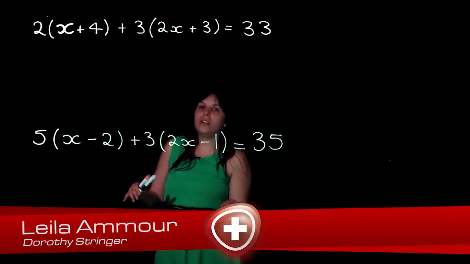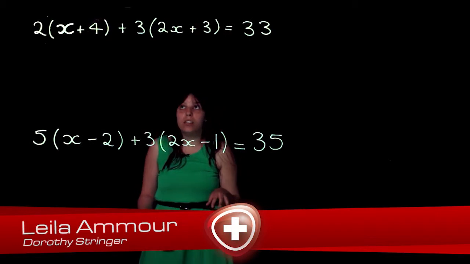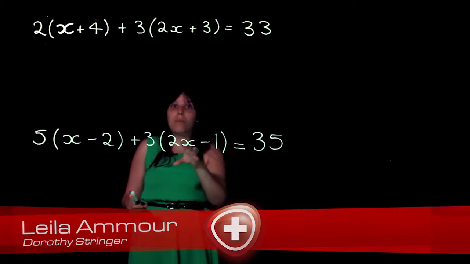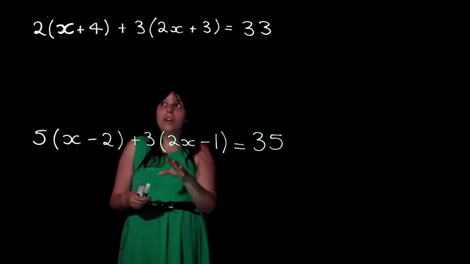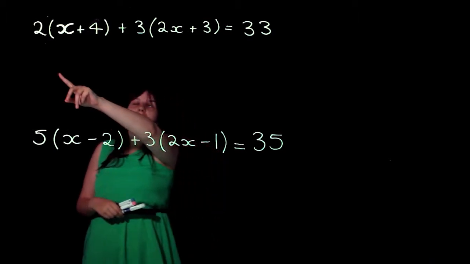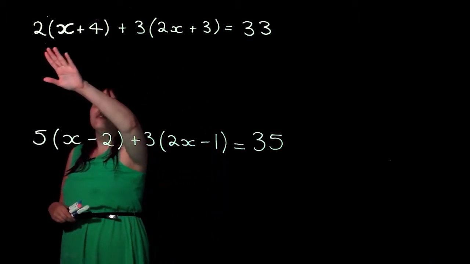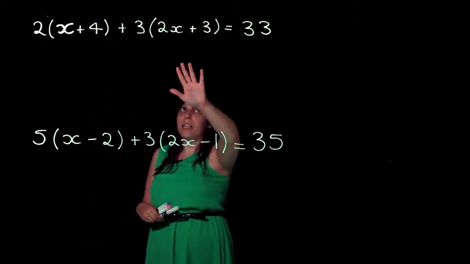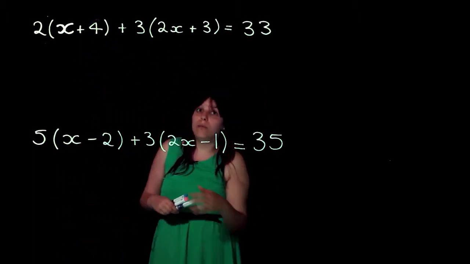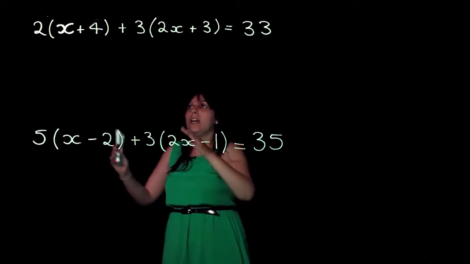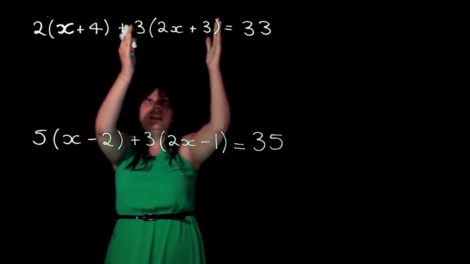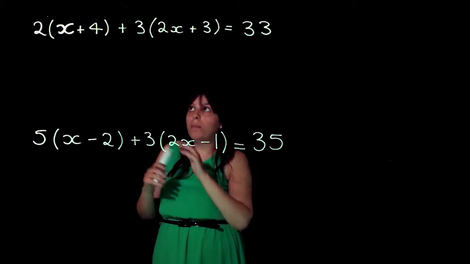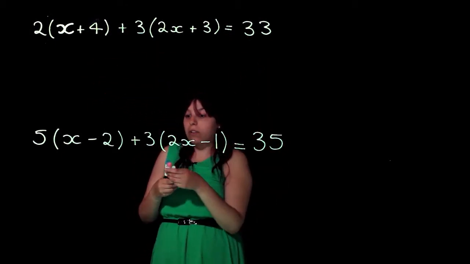So now we're going to look at solving linear equations that have more than one bracket in them. If we look at our first example, we've got 2 lots of x plus 4 plus 3 lots of 2x plus 3, and that all equals 33. So we're going to expand both of these separately, but we're going to have one answer underneath.